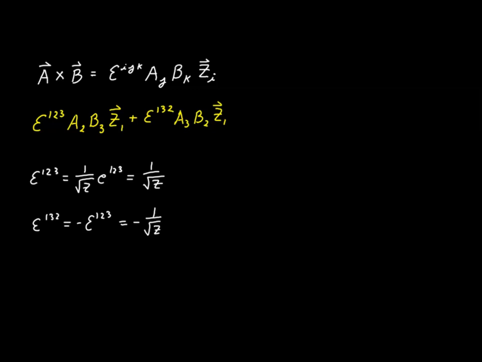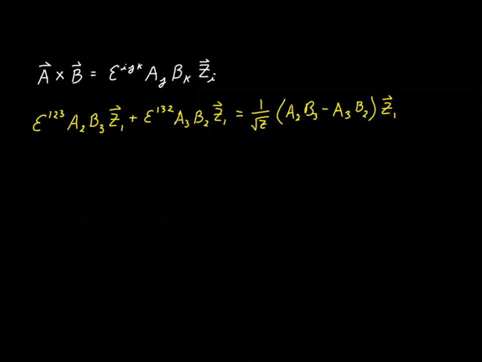So with that knowledge, we can rewrite our expression up here to be 1 over the square root of z times A2, B3, and the second term becomes negative because of this action down here. The second expression will be A3, B2, and then we're factoring out the common term of Z1. So this then is the expression for the first component of our cross product. Okay, let's look at the next one.